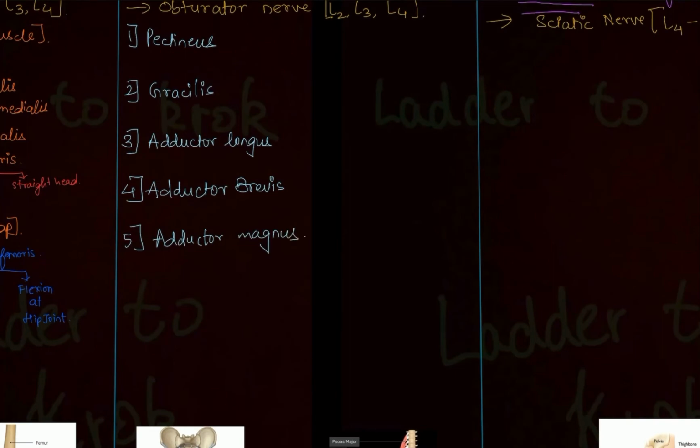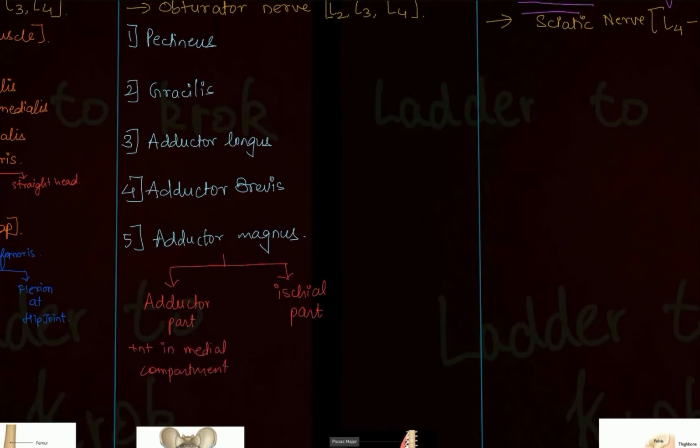Now this adductor magnus, it has two parts. The adductor part and an ischial part. This ischial part is actually the part of posterior compartment of thigh. And adductor part is the part of medial compartment of the thigh. So write down. Present in medial compartment.